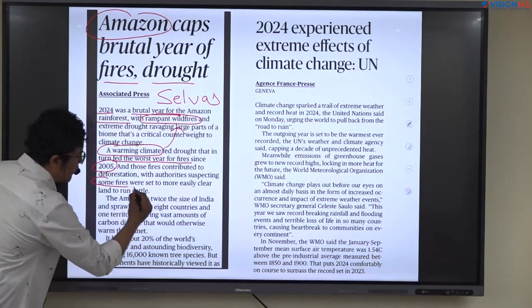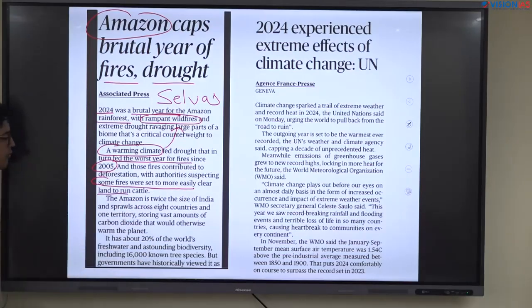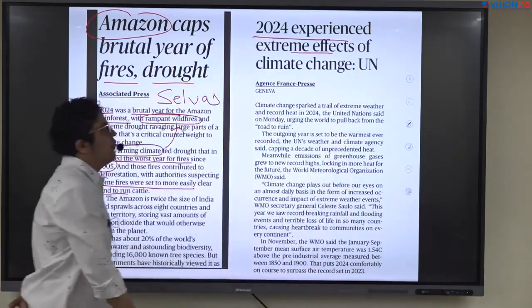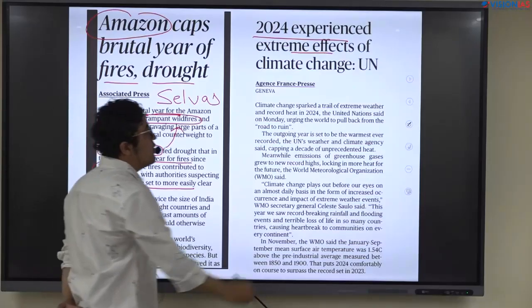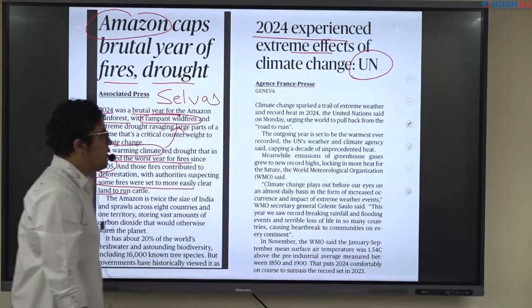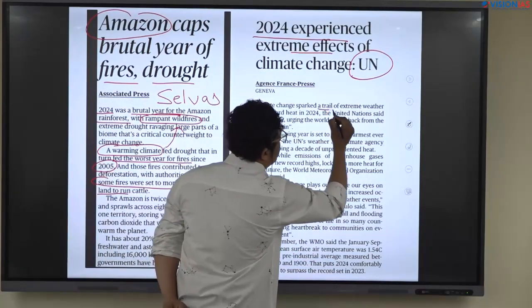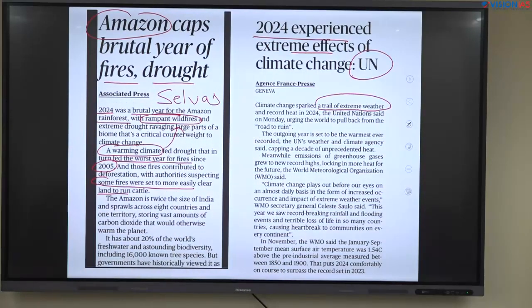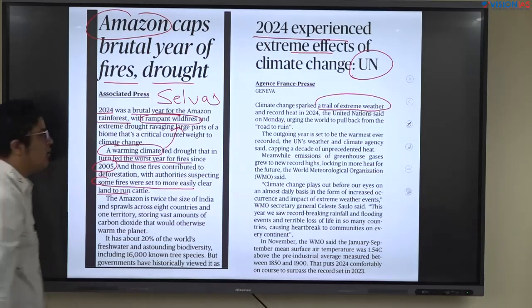Some fires were set to more easily clear land. That means some of the fires were so devastating that the whole land was cleared. No sign of forest was left. The forest was destroyed completely. 2024 experienced extreme effects of climate change. Now this is the official information coming from the United Nations. The United Nations report says that there was a trail of extreme weather conditions. Extreme weather conditions were seen all over the world in 2024.